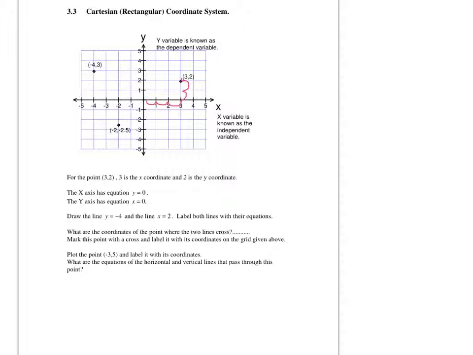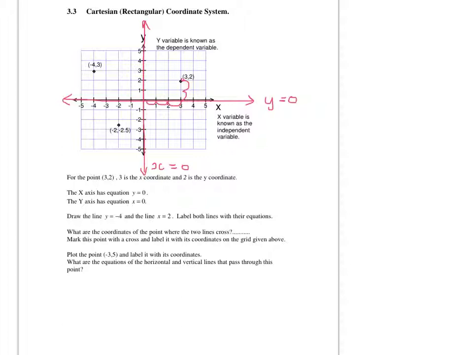The x-axis, that is the horizontal line there, has formula y equals 0. The value of y is 0 everywhere along that line. Okay, that's the only rule that applies to that line. Similarly, the vertical axis, the y-axis, has the formula x is equal to 0.